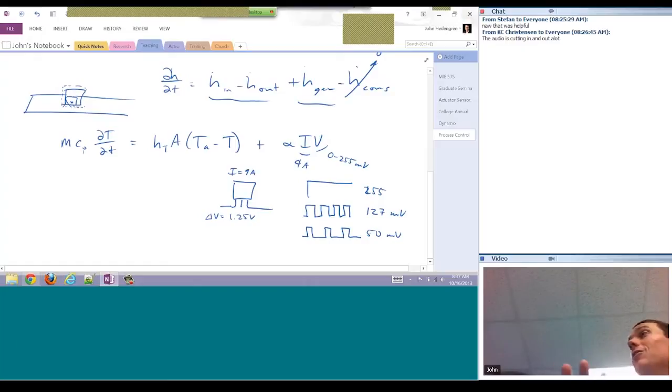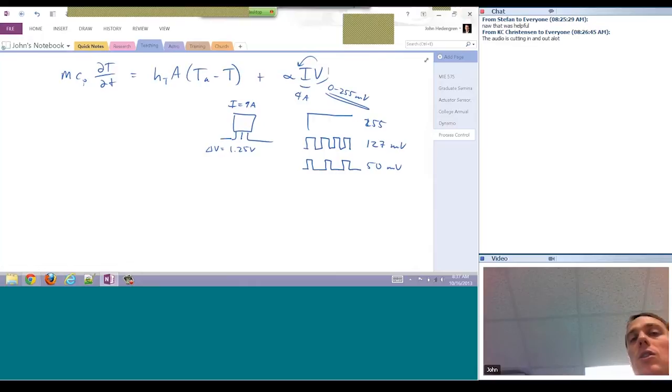So I just want to tell you a little bit about what's happening with that device. If you just want to use 0 to 255 millivolts here and lump all of that detail into your alpha, that's okay with me. It can just be a constant times the voltage. That's perfectly fine.